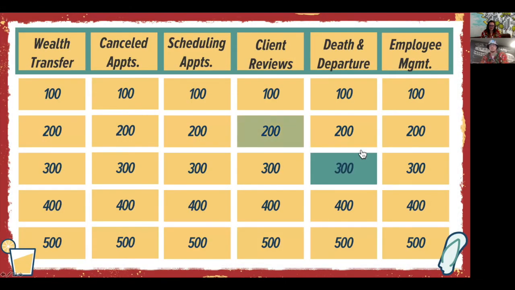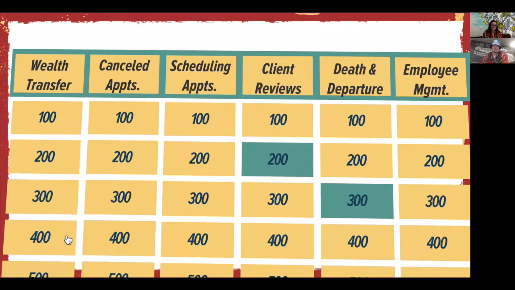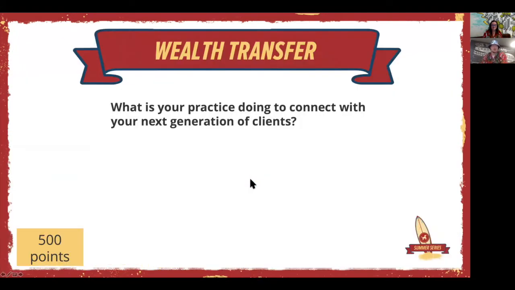Where would you like to go next? Wealth transfer 500. Justin's like, I want the points right now. So we're going to go to wealth transfer 500. Big money question. With the 500-point questions today, we're going to make it just a little bit more challenging. These ones aren't going to be a poll type question. They're actually going to be an interactive question, so you're going to go ahead and type out your response to us in the chat option.